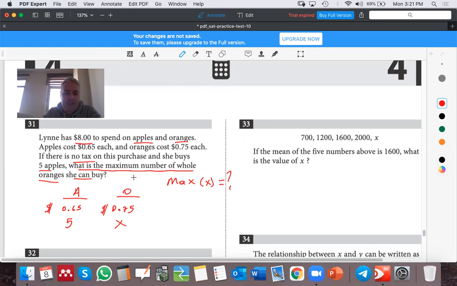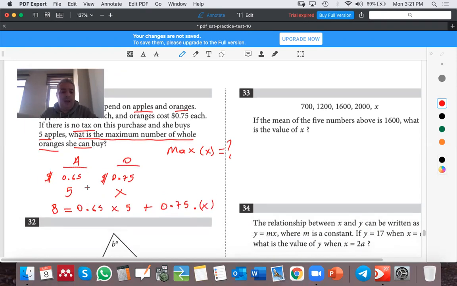It is finished. Why is it finished? The money she has is $8. So these $8 go for 0.65 times 5 plus 0.75 times X. Till here, do you have any question? How many apples do we have? 5 apples. Each of them is 0.65, so I have to multiply.